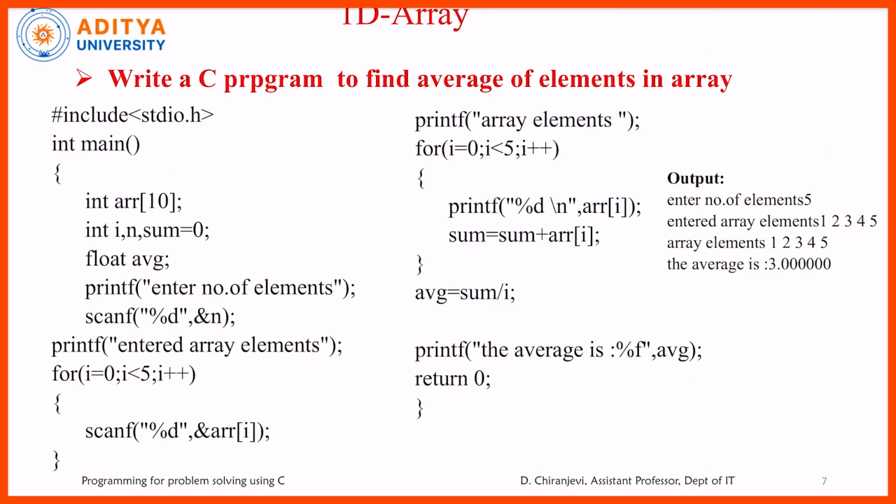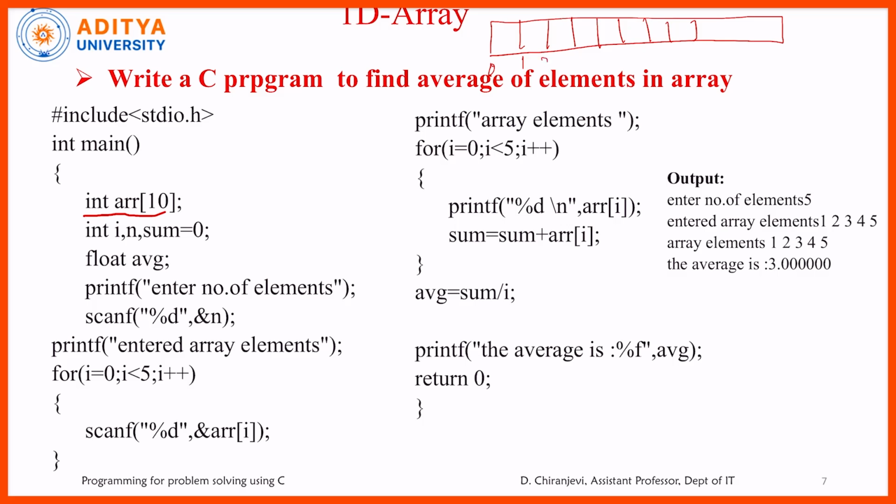Now, in the next example, we are writing a C program to find the average of elements in an array. To find the average of elements in an array, we need to first find the sum of array elements. If we know the sum of array elements, we can find the average. The average of array elements is nothing but the sum of array elements divided by the number of elements. In this program, we have declared an array of size 10. Whenever you declare an array of size 10, first of all it will allocate the memory for 10 elements, index 0 to 9.